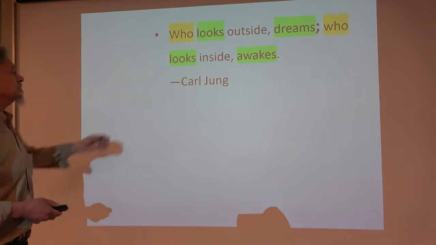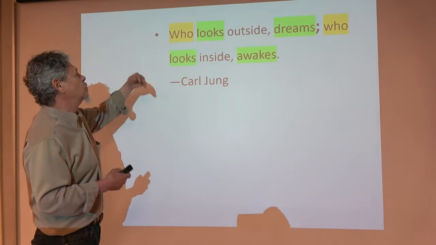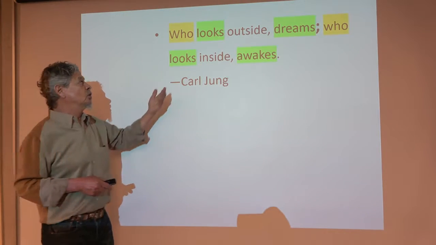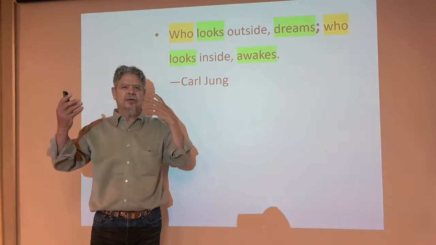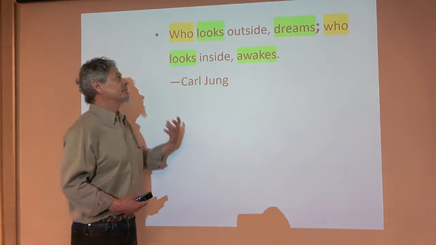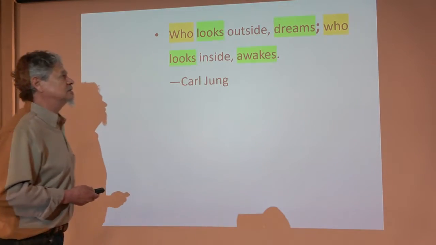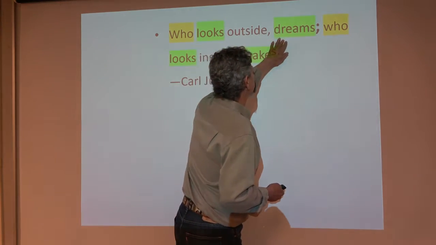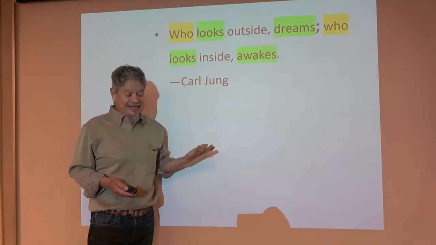Second example is from a psychoanalyst, famous psychoanalyst. And he once wrote, who looks outside dreams; who looks inside awakes. A person who looks inside themselves to figure out what they are, what they do, what they want, they become more aware. Okay? So, again, the semicolon divides the two clauses. It's kind of interesting, because who looks outside dreams. So you kind of wonder, okay, is that an independent clause? But I think it is.